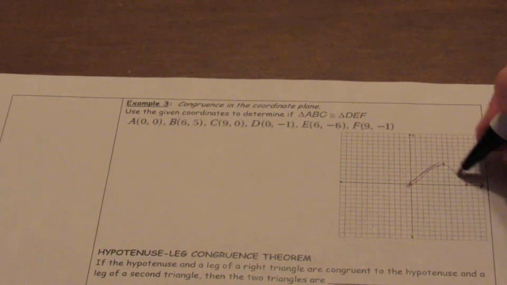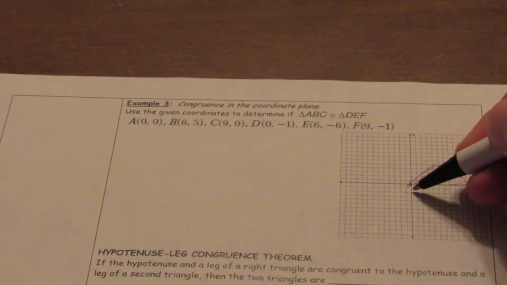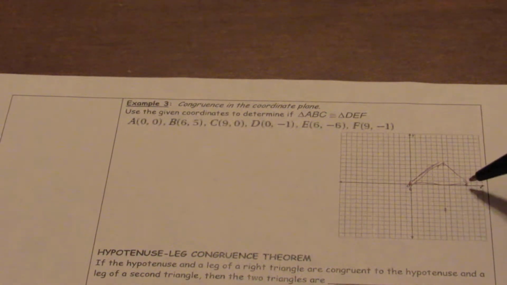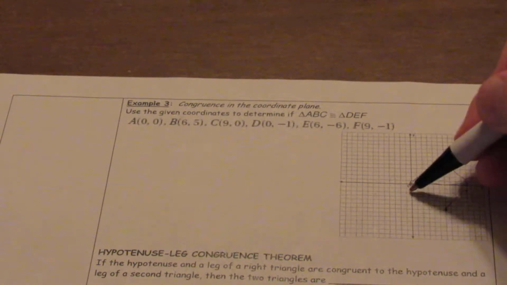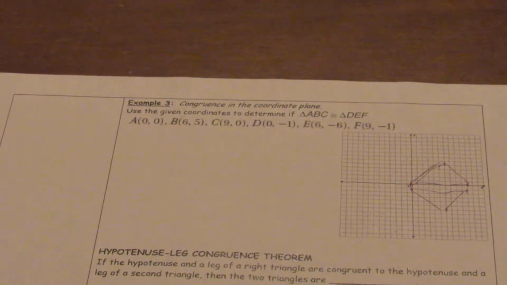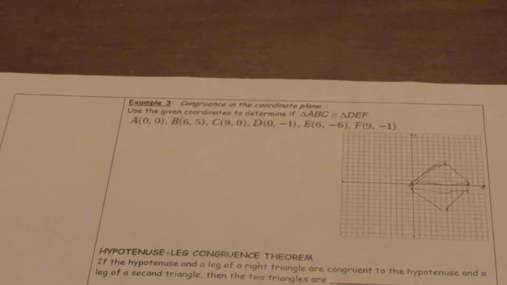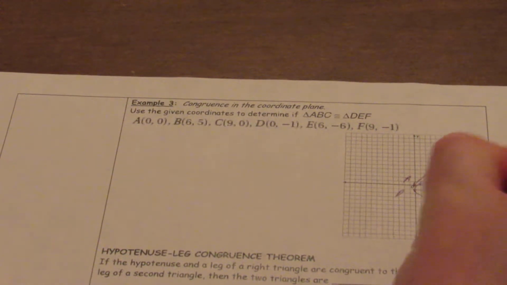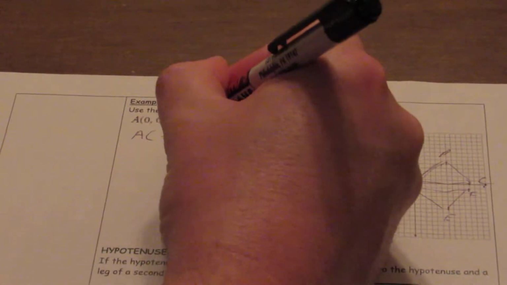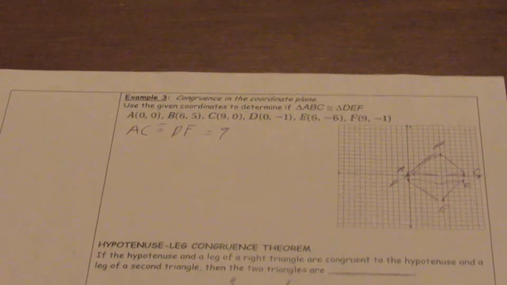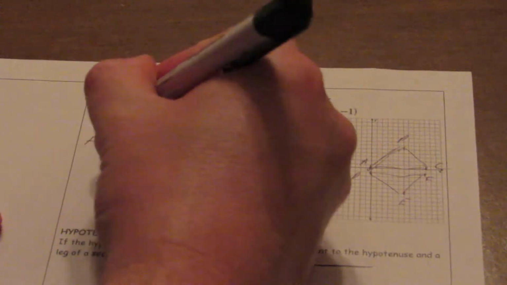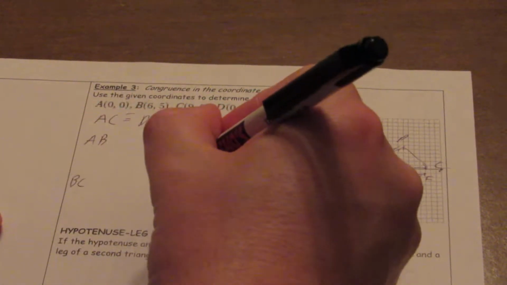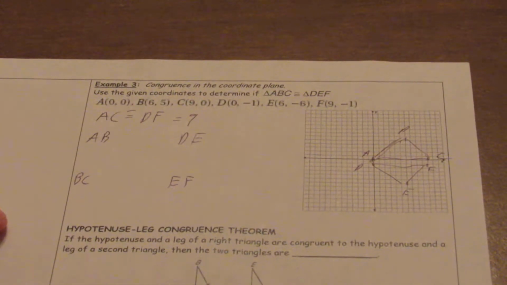Oops, drawing badly here. And then D is 0, -1. E is 6, -6. And F is 9, -1. One of the advantages of drawing it out is that if I have a straight line, it's easy to see. So here, this is A, B, C, and this is D, E, F. So AC is congruent to DF because they're both equal to 9. Then my other ones I need to check. So AB should match up with DE, and BC should match up with EF. And the way I'm going to check those is my distance formula.